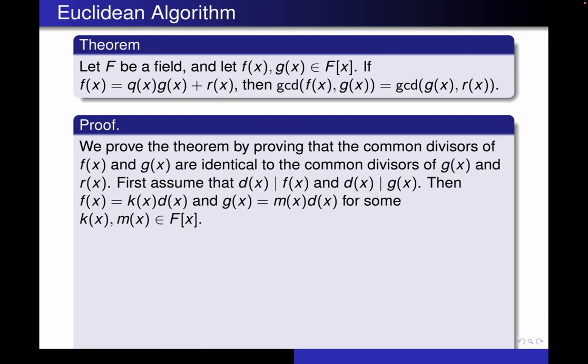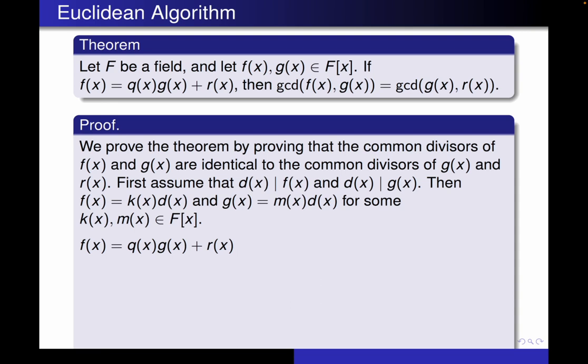And then we're going to show that d(x) is a common divisor of g(x) and r(x). So we'll write down our assumptions. f(x) equals k(x) times d(x) is what it means for d(x) to divide f(x). g(x) equals m(x) times d(x) is what it means for d(x) to divide g(x), where k(x) and m(x) are both polynomials.